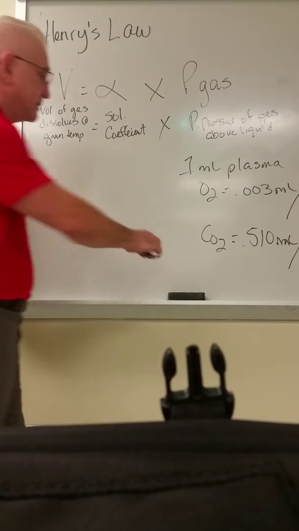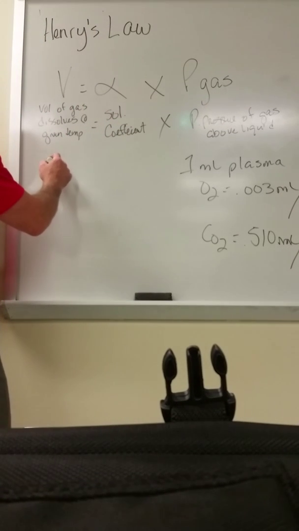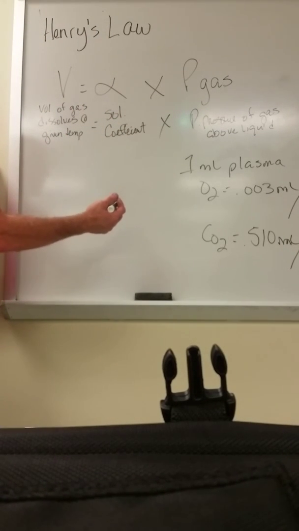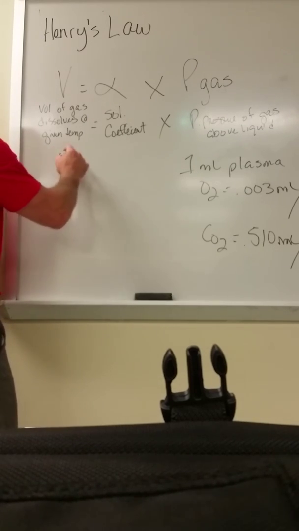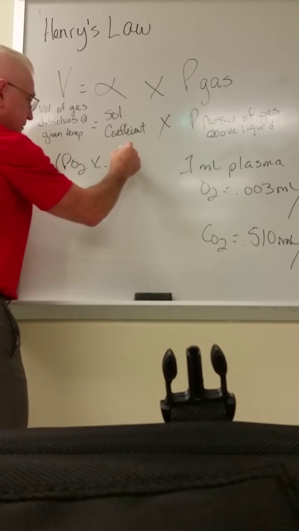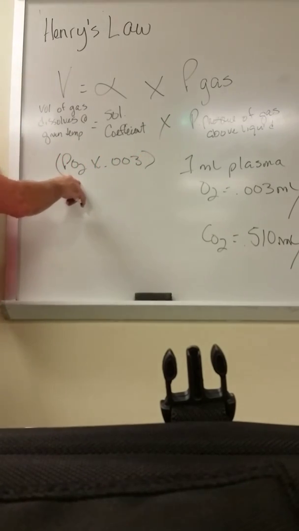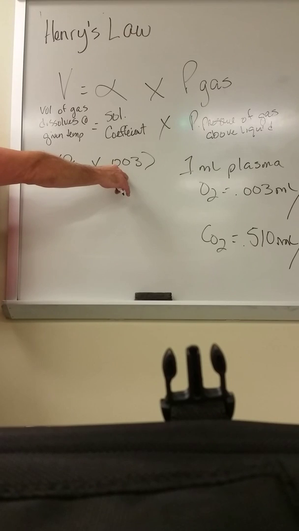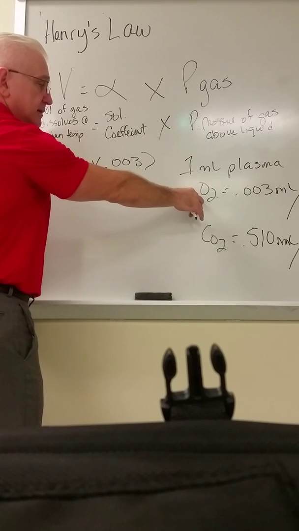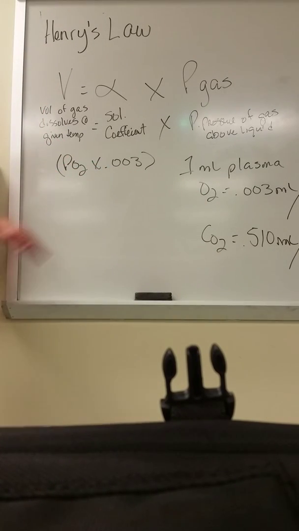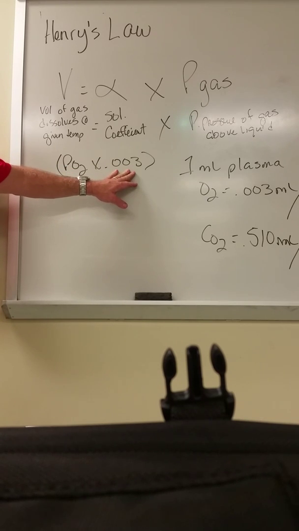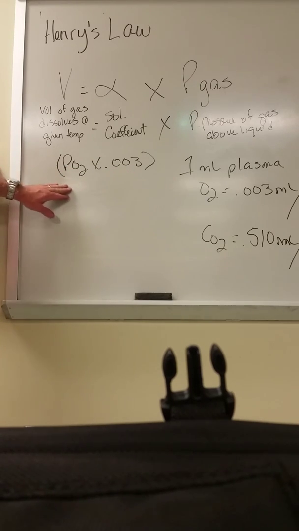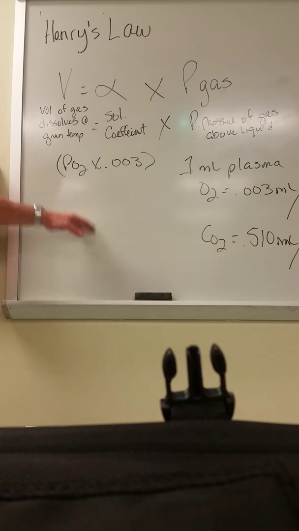The liquid is the plasma, so if we look at this from Henry's law, the oxygen dissolving in plasma is the PO2 times 0.003. Here's the partial pressure of the gas above the liquid times the coefficient of a specific gas, which is oxygen. We're looking at this as 0.003 milliliters over 1 milliliter of plasma, and we can see how much oxygen will dissolve in the plasma.